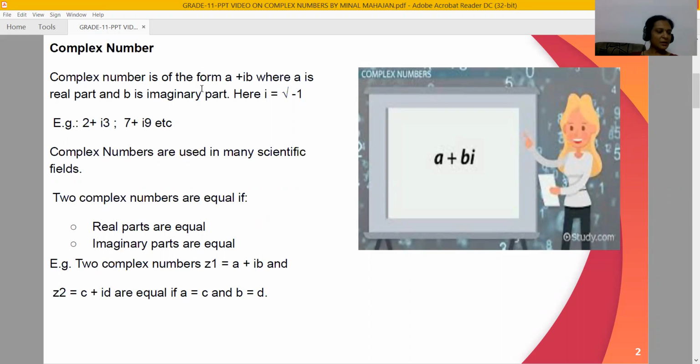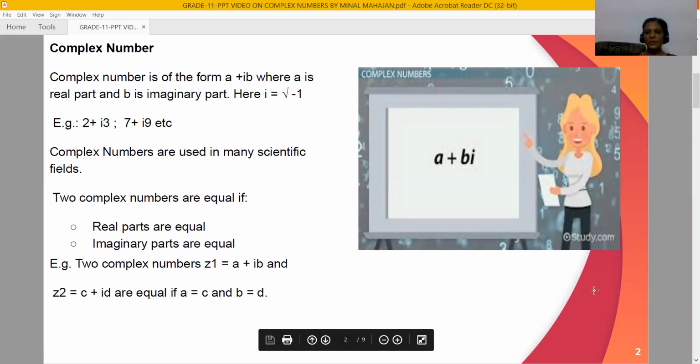A complex number is in the form of a plus ib, where a is the real part and b is the imaginary part. Here i is equal to root of minus 1. For example, 2 plus i3, 7 plus i9, etc. Complex numbers are used in many scientific fields.